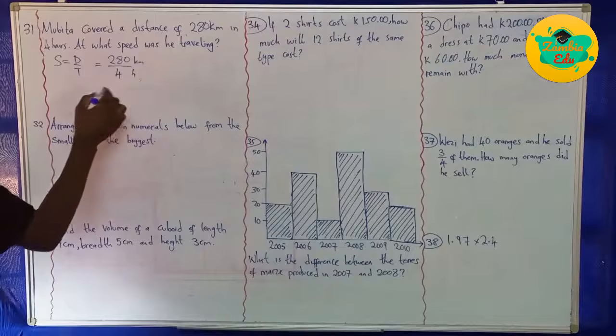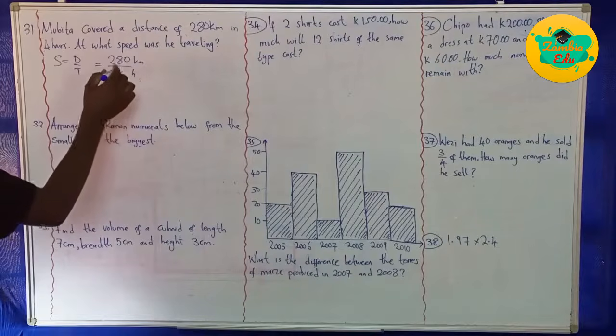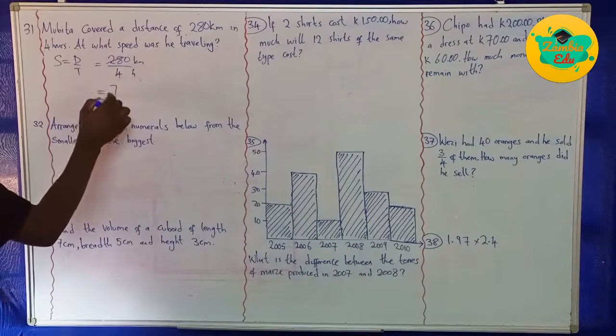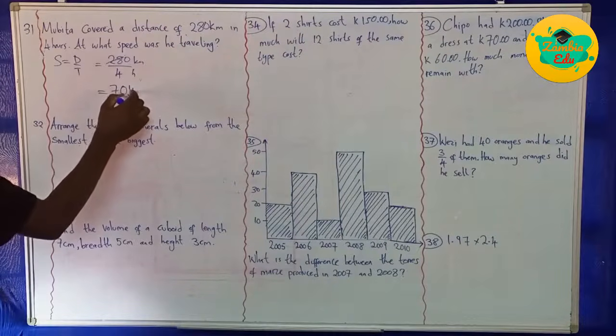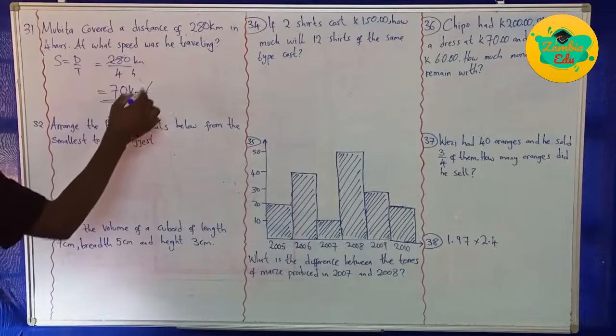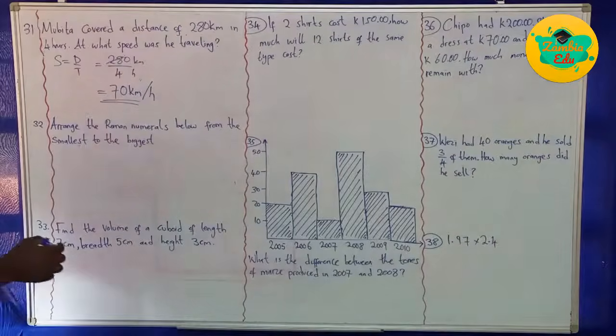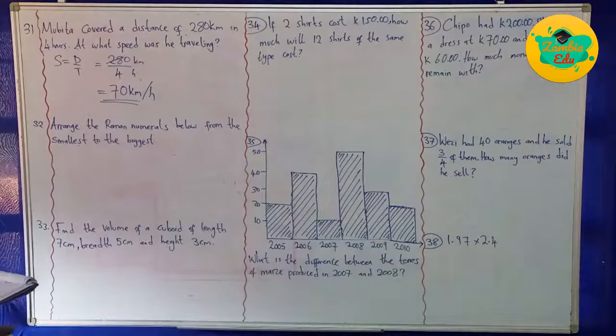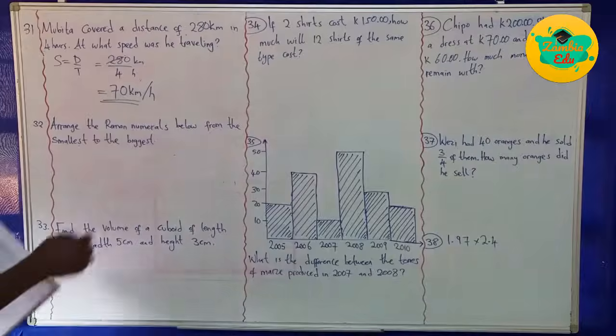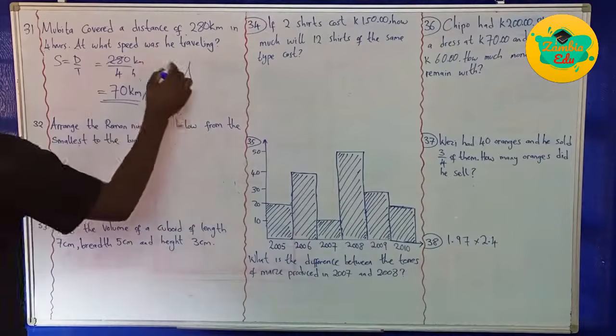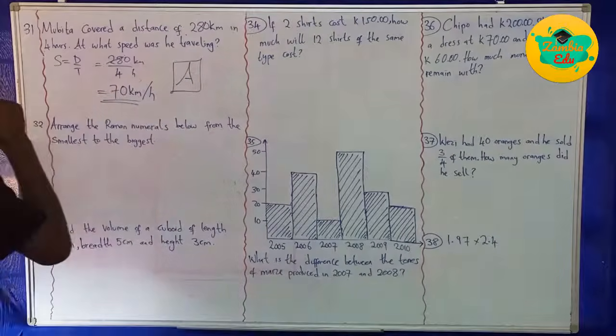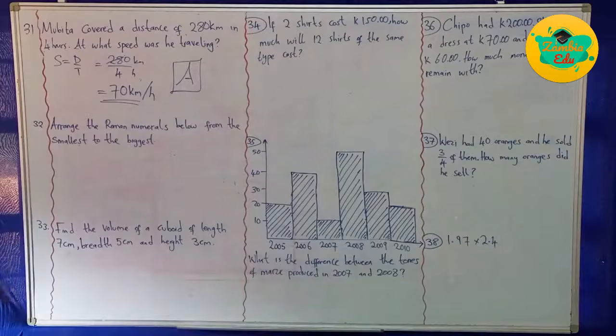Then down there we have hours. So 4 into 28 is 7, and that is 0 remains. So we're looking at 70 kilometers per hour as the speed he was traveling at, and that was represented on option A. So our answer was A. We go to number 32.